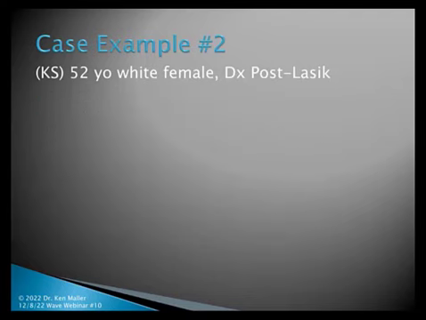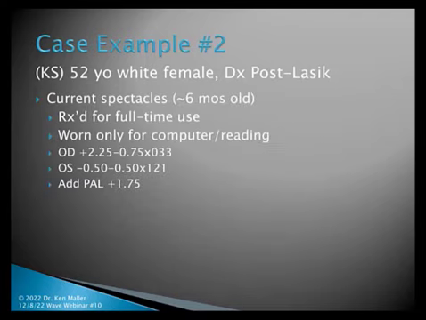So her glasses are about 6 months old. They were given to her for full time, but she really only wears them for close work. If we look at the Rx, we can see why. Her left eye is basically getting her by for her distance activities, but being that she's 52 and has a fair amount of plus in the right eye, there's no possible way she's going to be able to work on the computer the amount of work that she does during the day. So she puts them on for the computer and for reading.